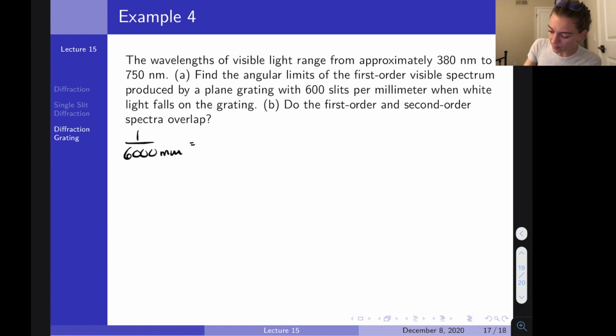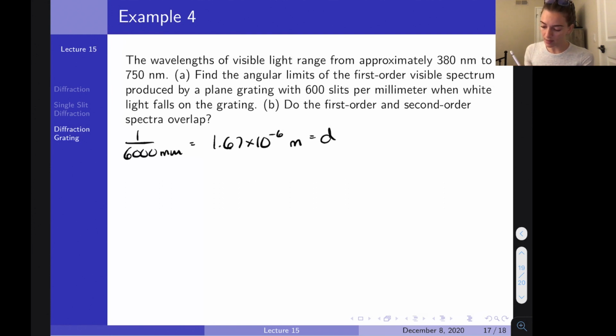So this comes out to 1.67 times 10 to the negative 6 meters. So that's our separation d. Whenever you're given the density or the separation, you just take the reciprocal and you'll get the separation between the slits.